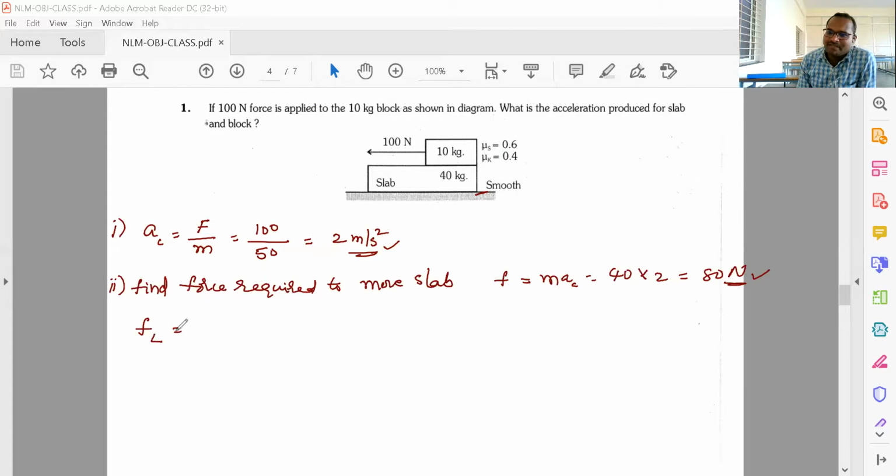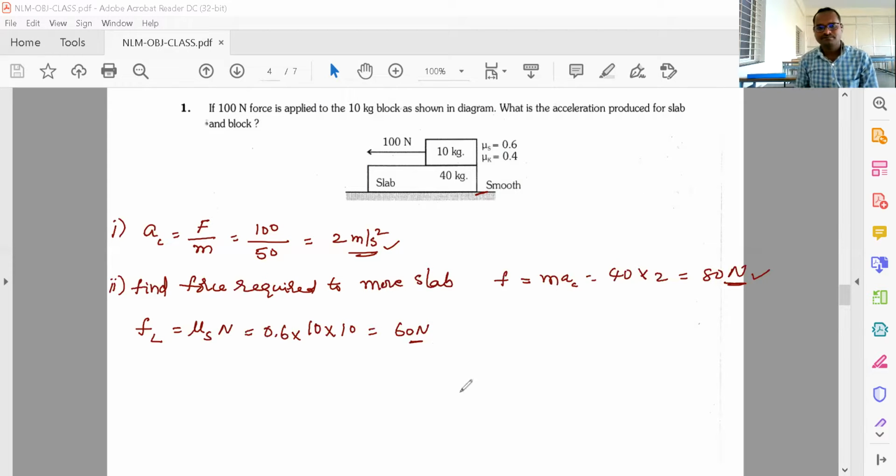Let us find. How much actual frictional force is possible between the 10 kg block and slab? That is mu s into normal reaction. How much is it? Mu s is 0.6. Normal reaction is from the 10 kg block, 10 into 10. So it is 60 Newton.